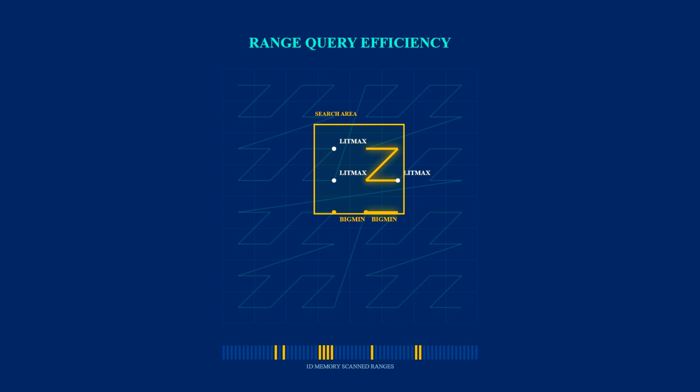We use a powerful algorithm called getNext. When the curve leaves our search box, we identify the LITMAX, the largest Morton code in that segment still outside our box. We then calculate the BIGMIN, the smallest Morton code after LITMAX that lands back inside. The computer jumps directly from LITMAX to BIGMIN, skipping irrelevant data points instantly. We will have another dedicated video to dive deep into the math of LITMAX and BIGMIN. But for now, remember that they are the key to surgical precision in search.